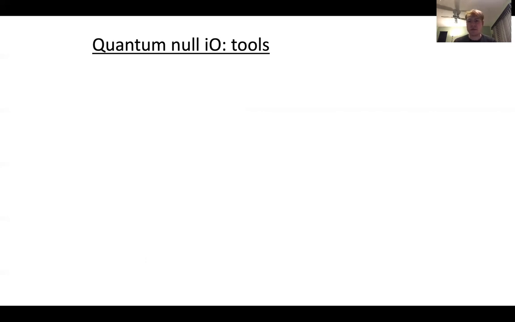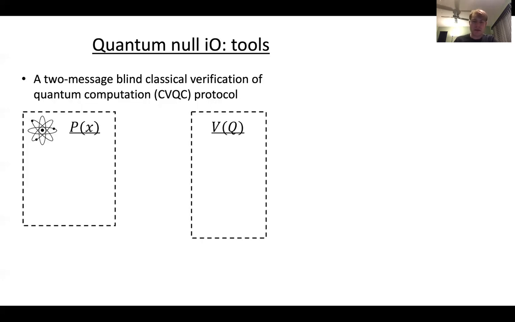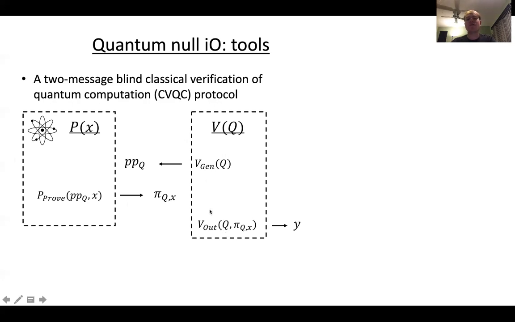We basically make use of just two tools. Okay. So the first is a two-message blind classical verification of quantum computation protocol, or CVQC. So what is this protocol? It's a protocol between a classical verifier who has some quantum circuit Q that it would like to run, but it can't because it's classical. So it's going to interact with a quantum prover. Okay. And so the verifier will first run some Gen algorithm to produce some public parameters. The prover will run some Prove algorithm to output some proof pi. And the verifier will run some classical output algorithm on Q and pi to produce its output Y.